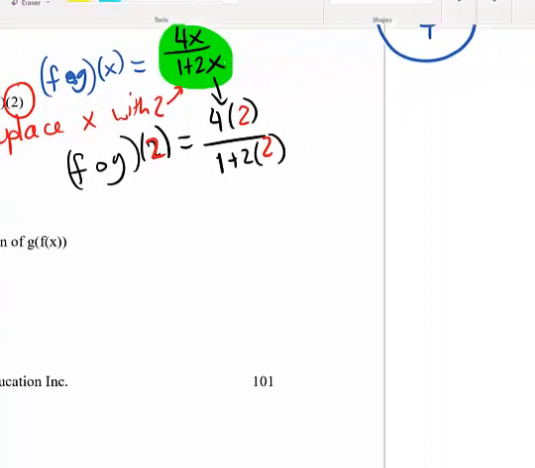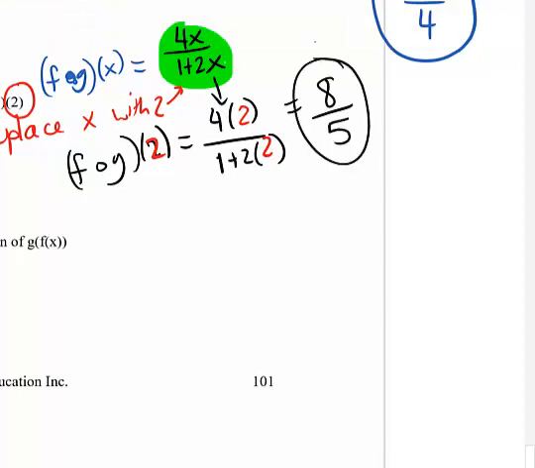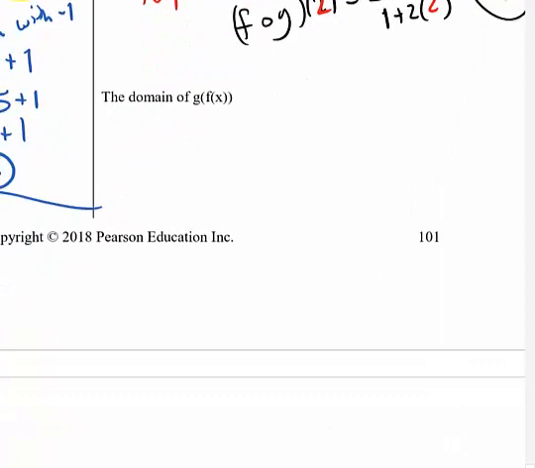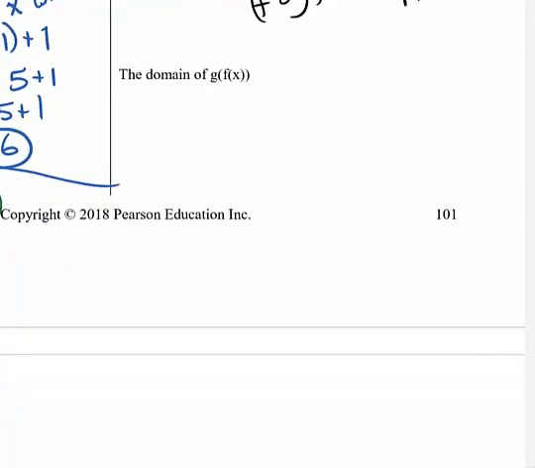And then I'm just simplifying. The numerator is 4 times 2, which is 8. The denominator is 1 plus 2 times 2. Well, 2 times 2 is 4, plus 1 is 5. There we go, and there's no way to simplify that. That's fine. Let's see, the domain of g of f.